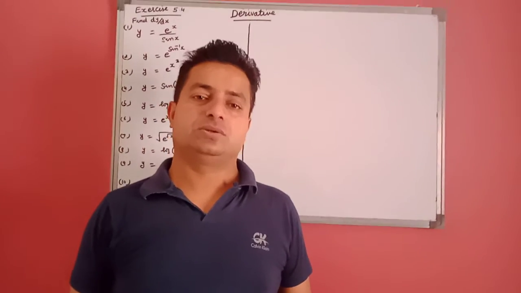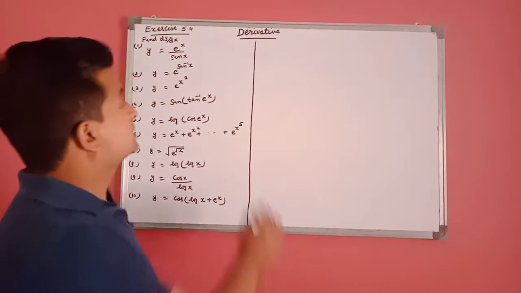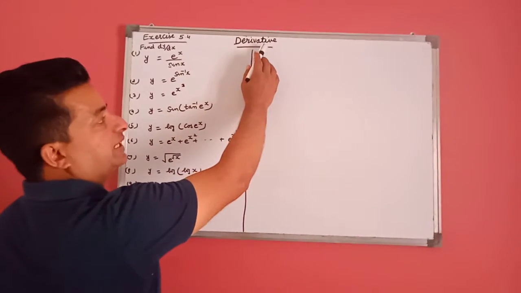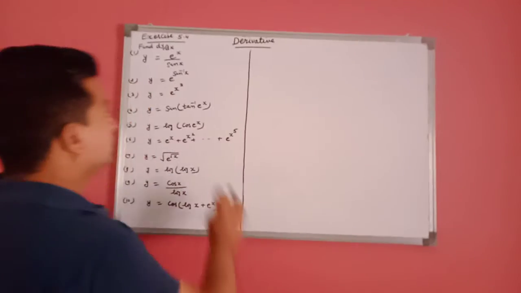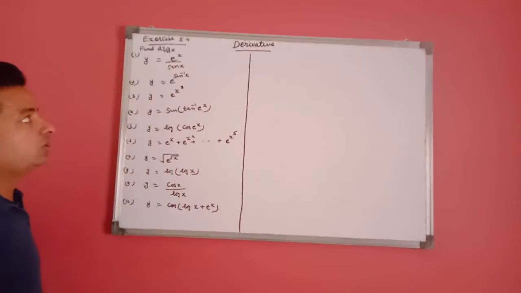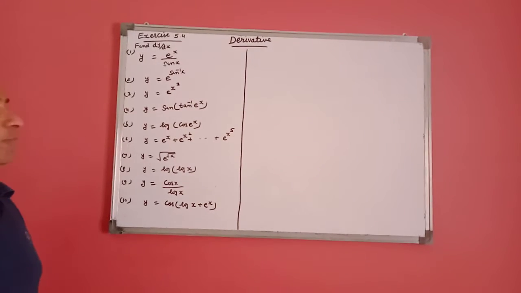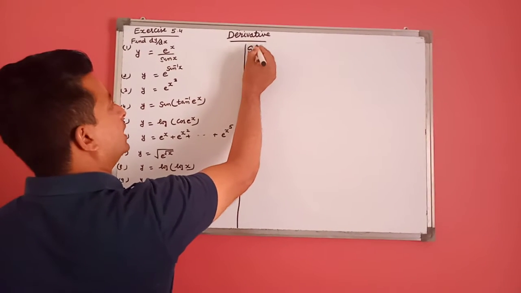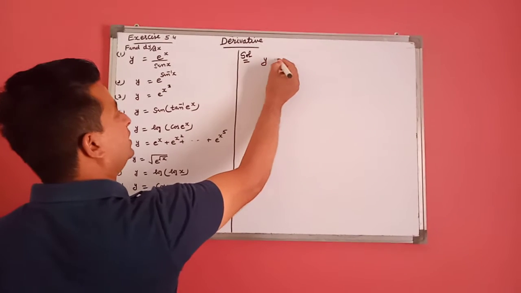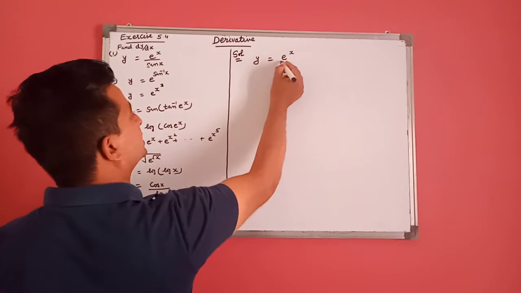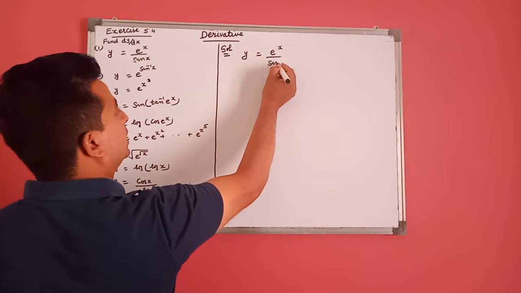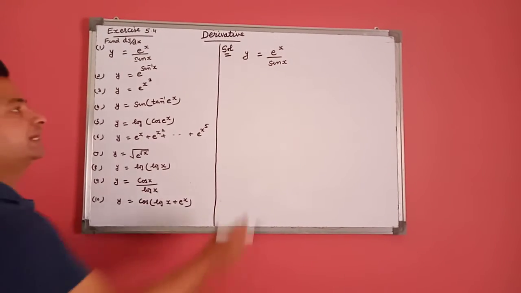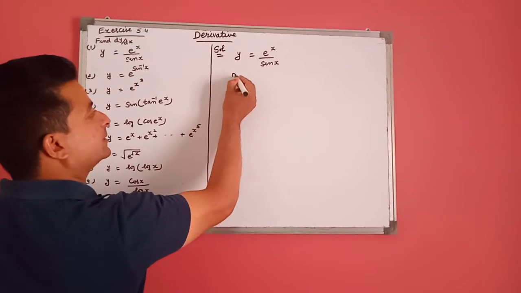Hello students, today we will discuss exercise 5.4 of chapter number 5, that is differentiation, derivative. These are the 10 questions of exercise 5.4, in which in all these questions we find differentiation, that is derivative. The first statement is y is equal to e to the power x divided by sin x.